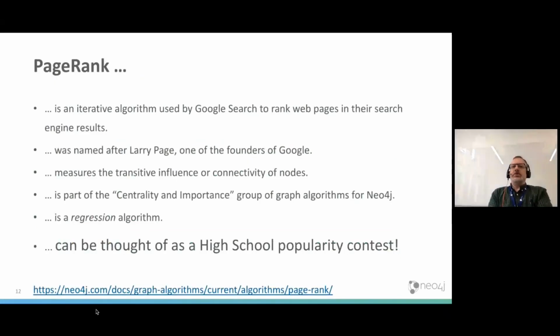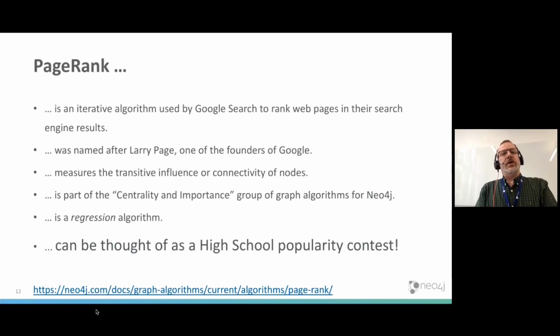So first, just to touch on PageRank and how it works. PageRank is an iterative algorithm, and it was named after Larry Page, one of the founders of Google, because Google uses it as a way of ranking web pages in their search engine results. And the idea is that, traditionally, maybe web searches would just look at how many times a phrase appeared on a web page. And this was quite easy to trick. You could put the same word lots and lots of times on your web page, and you go up in the rankings, right? Very easy to fake.